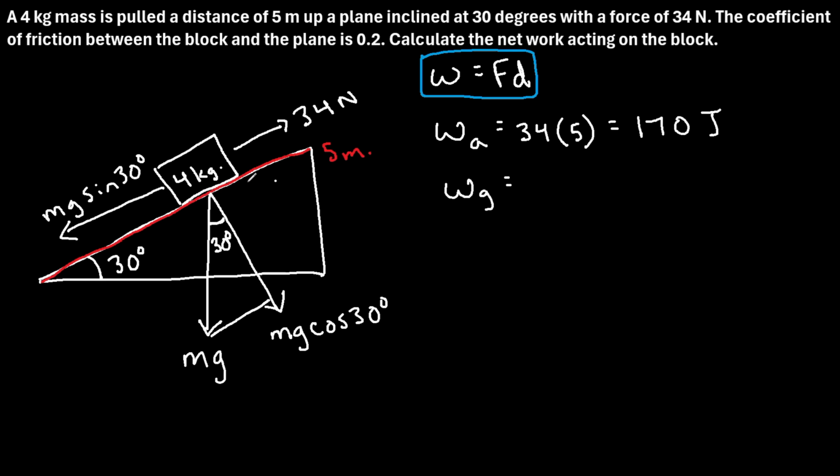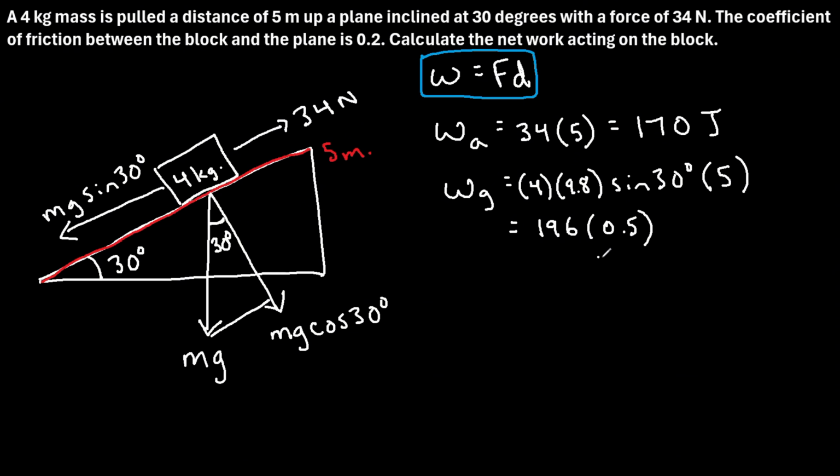We have m times g, so m is 4. G, the magnitude of gravity, is 9.8, times the sine of 30 degrees. And all of that is multiplied by the displacement, which again is 5. So if we punch these values into a calculator, 4 times 9.8 times 5, that turns out to be 196. And the sine of 30 degrees, that's equal to 1/2, or 0.5. So really what we get is 196 times 0.5, that turns out to be 98. And again, we're talking about work, so we'll say joules.